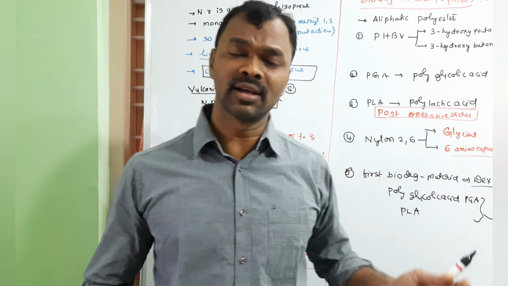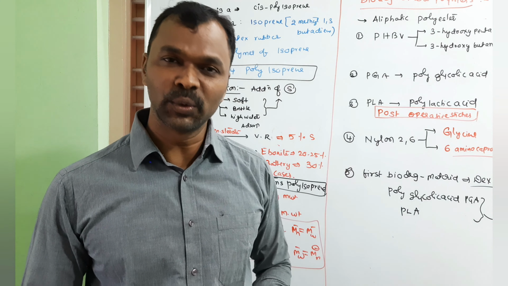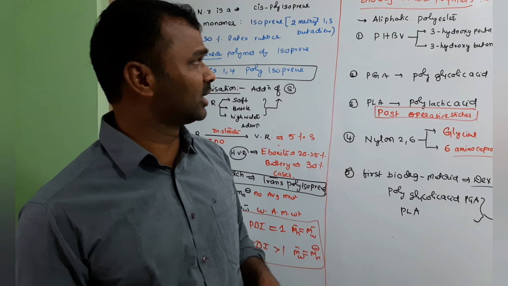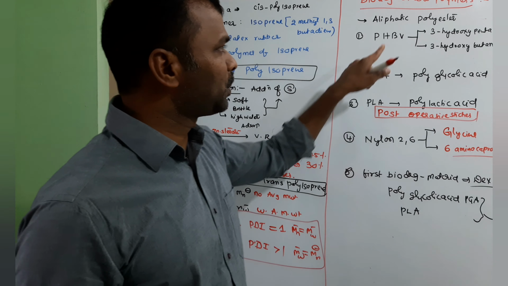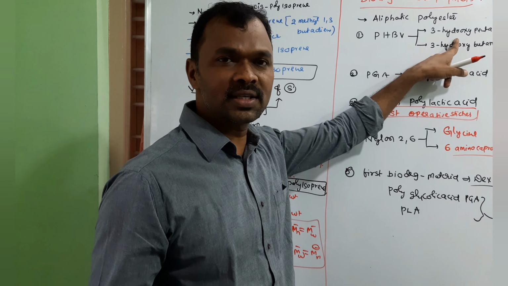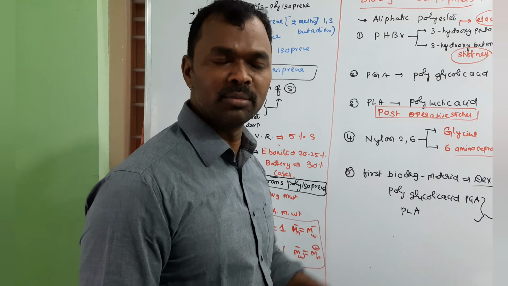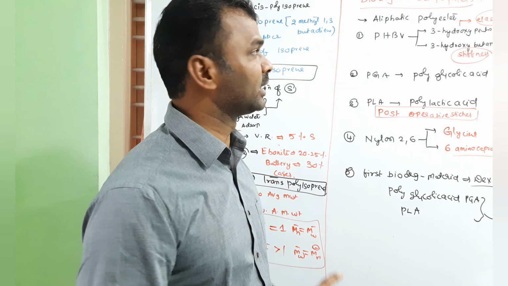So next one is biodegradable polymers. Polymers which are generally degraded by microorganisms, we are calling biodegradable polymers. Examples are very, very important. So PHBV, 3-hydroxy. So biodegradable polymers are very, very important.